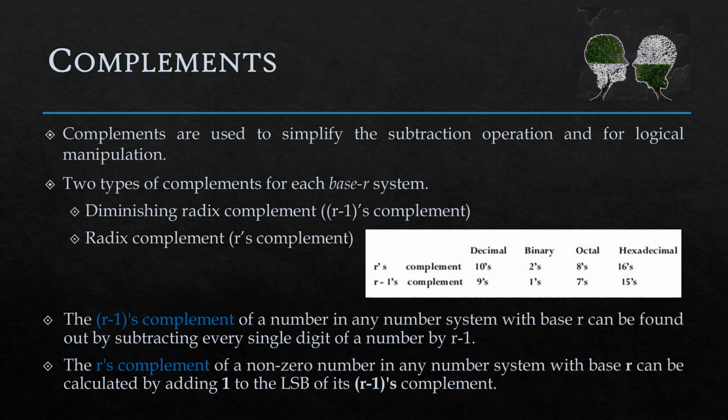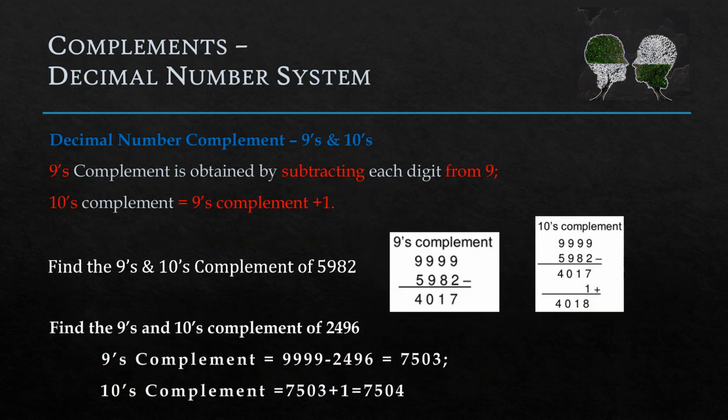Then to calculate the R's complement, first we need to compute this R minus 1's complement, then add 1 to it. So to find this R's complement in any number system, just add 1 to the LSB of its R minus 1's complement. So first we need to find out the R minus 1's complement, then add 1 to its LSB. Okay. So now let's look into the decimal number complement. As we said, it consists of 9's and 10's complement system.